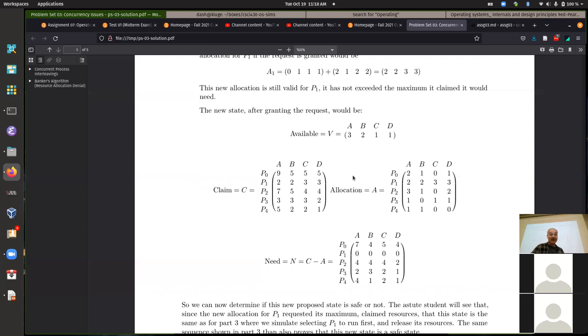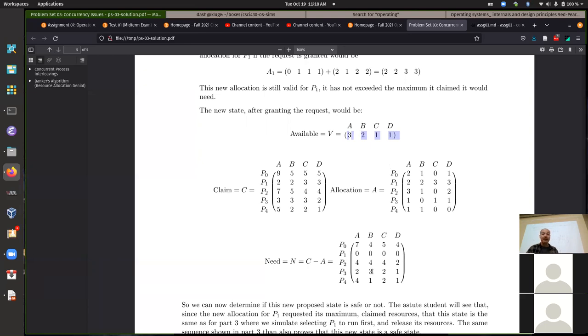Another common mistake here was to get down to this point, have the state correct, but then to say that no process was a candidate, which I can kind of see. Some people seem to only check, for this new state, if process four was a candidate or something like that. In fact, none of these processes are candidates, at first. The available, once you do this, is 3211. So we've only got three of A, which eliminates process zero, two, and four. None of them are candidates.